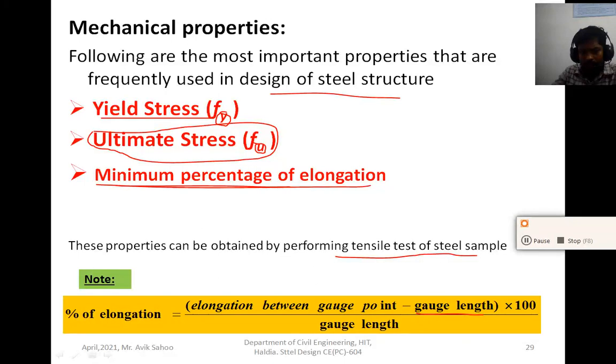The elongation minus the actual length, the change in length by the original length. This is the total change in length. The difference between elongation and actual length, the change in length by actual length, into 100, we will get the percentage of elongation. The above properties we can get using the tensile test.